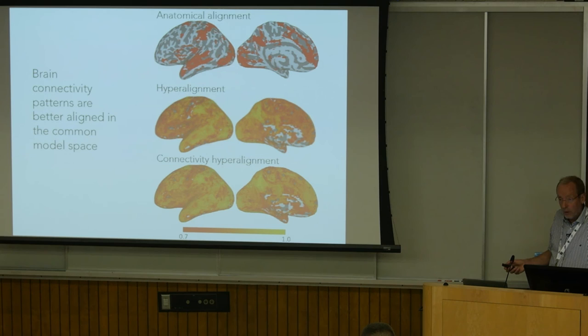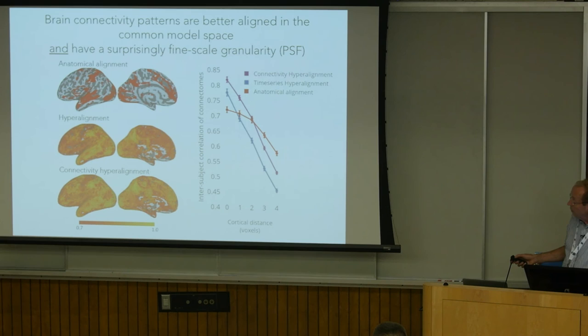Now, does that work? It worked really well. So this is the between-subject correlation of connectivity vectors after anatomical alignment, after hyperalignment using the method I've described before based on time series, and this is after hyperalignment based on connectivity. You can see it's stronger. And surprisingly, these connectivity patterns have a fine scale structure. So if you look at the connectivity after anatomical alignment, the connectivity of neighboring cortical locations or even nearby cortical locations is about the same. But the connectivity pattern for a cortical location and its neighbors is quite different after time series hyperalignment or after connectivity hyperalignment. So this reveals a fine spatial granularity.